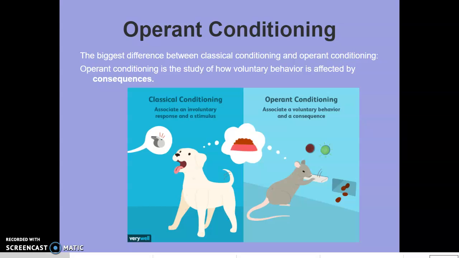All right, so operant conditioning is really different from classical conditioning. The main difference is that operant conditioning is voluntary behavior. You're going to make a choice. Are you going to engage in the behavior, and you associate that behavior with a consequence. So you're choosing a behavior and then you're going to receive a consequence. It may be positive, it may be negative.